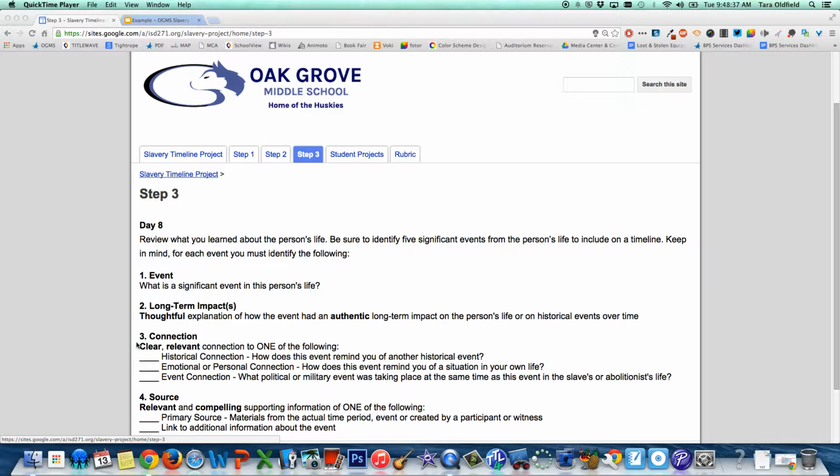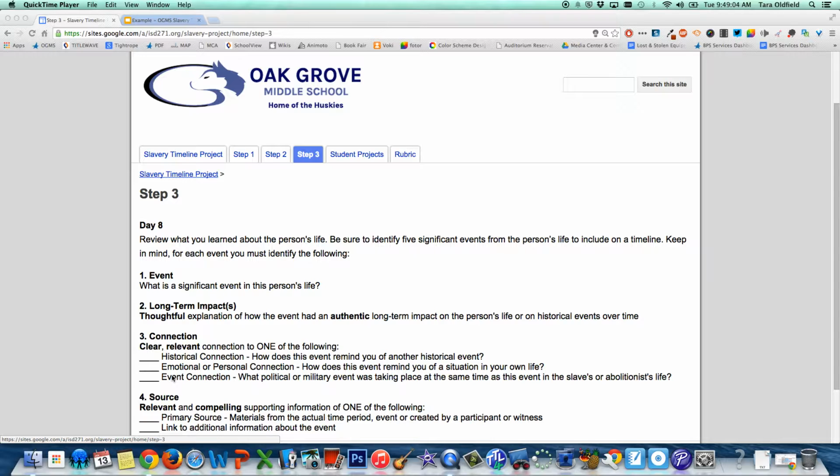Remember, you had 3 choices: a historical connection, answering the question, how does this event remind me of another historical event? An emotional or personal connection, how does this event remind me of a situation in my own life? Or an event connection, what military or political event was taking place at the same time as this event in the slave's or the abolitionist's life?